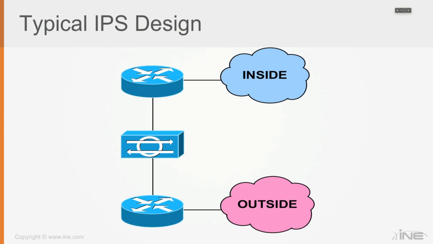While a typical IPS design means that the IPS sits in line of the traffic path between those two networks, between the inside and the outside, which means it sees the live traffic, which means if it's going to detect any kind of malicious or suspicious traffic in there, it's going to block, it's going to drop the traffic, send an alert, block the attacker, whatever you configure it to do.